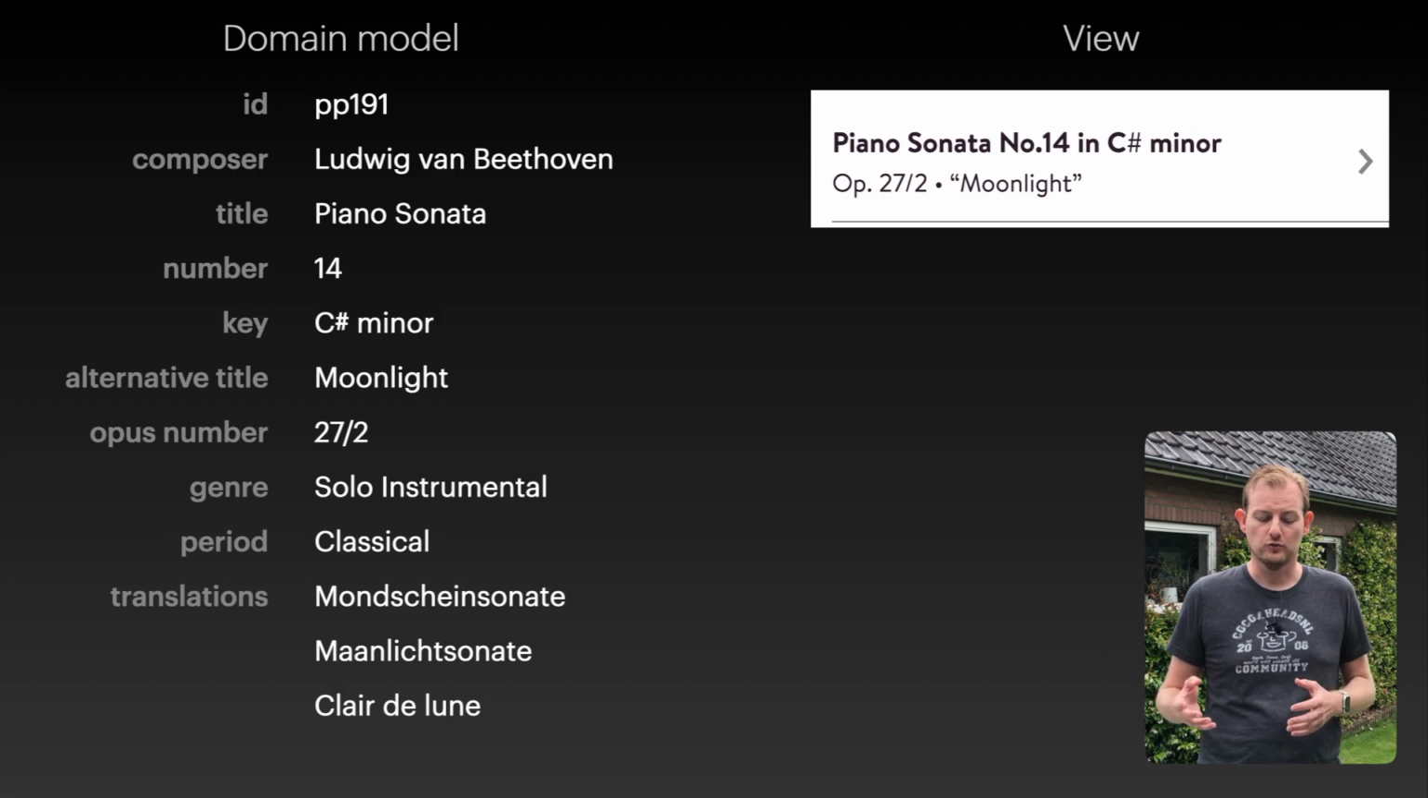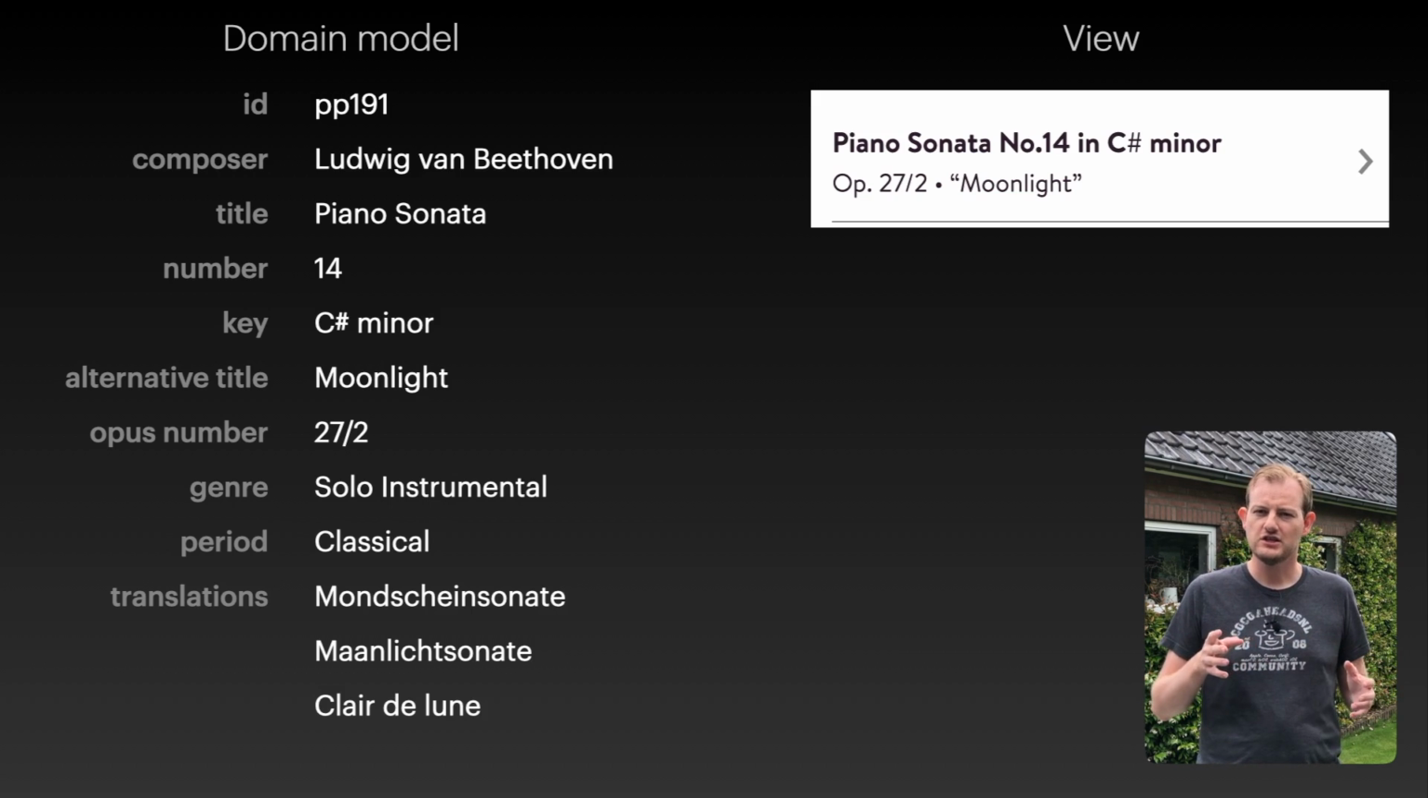Looking at the domain model, we see there's a ton more details. For each work there's a separate title, a number, a key, an alternative key, an opus number, a genre, a period, and some translations. Now, this domain model lives on the server. In some database there's a record with a lot of fields. Which of these fields do we send to the client? Do we send the whole object, or do we only send the data that is needed?